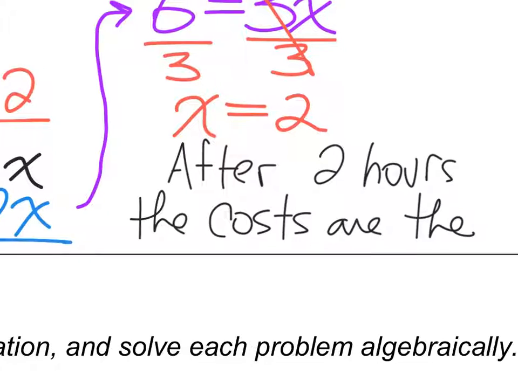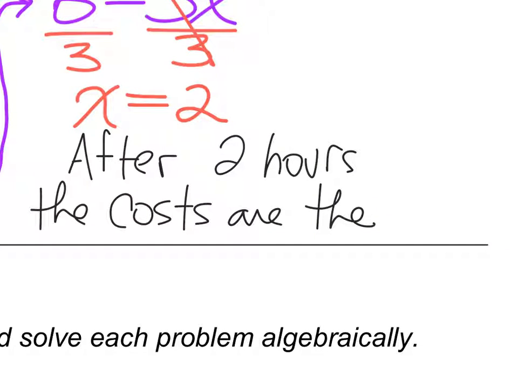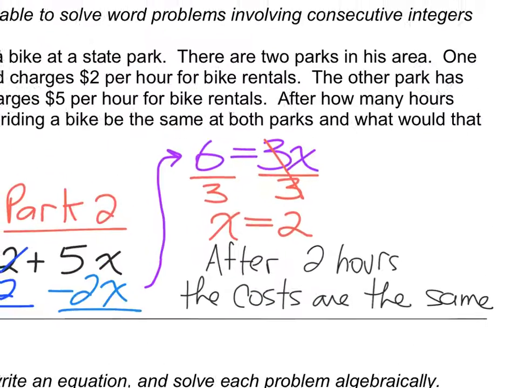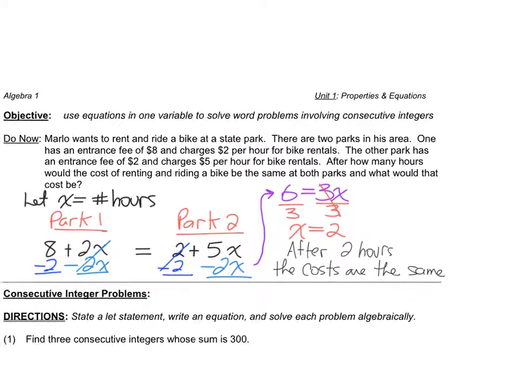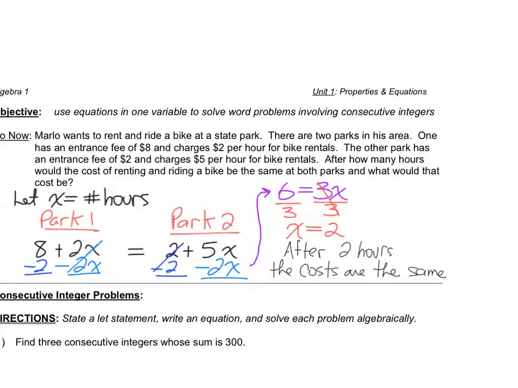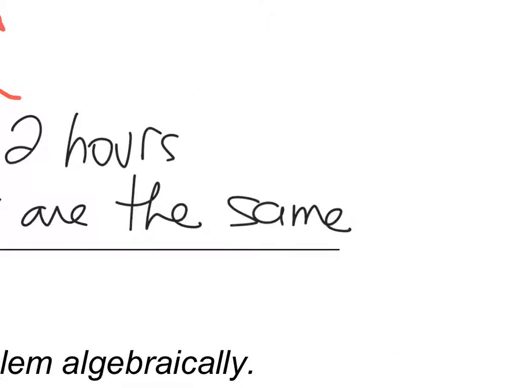Okay, good catch. All right, so let's figure that out. What would the cost be? $12. All right, how'd we get that? You can plug it into either side, right? Doesn't make a difference. So specifically, you can just do it in parentheses if you want, $12.